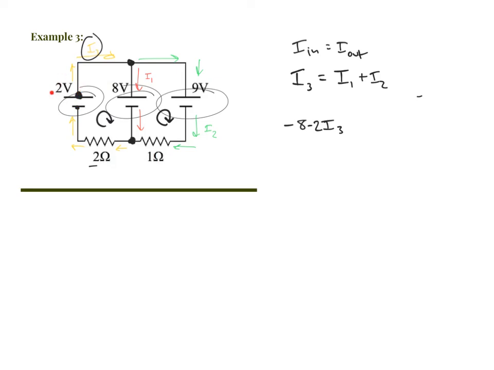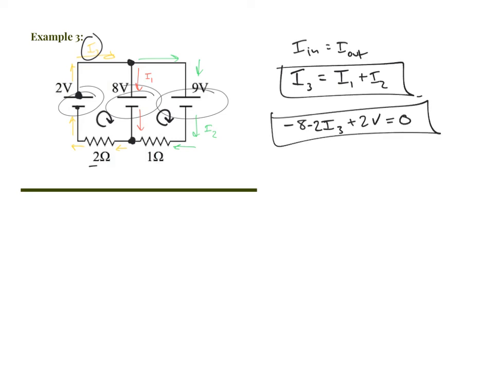Over that area, I gain 2 volts. So I put plus 2 volts. And the loop law says all of that voltage added together should equal 0. Now we do the same thing for the other loop. Sorry, this is another equation I can use in the system. We're going to find that last equation using the other loop.